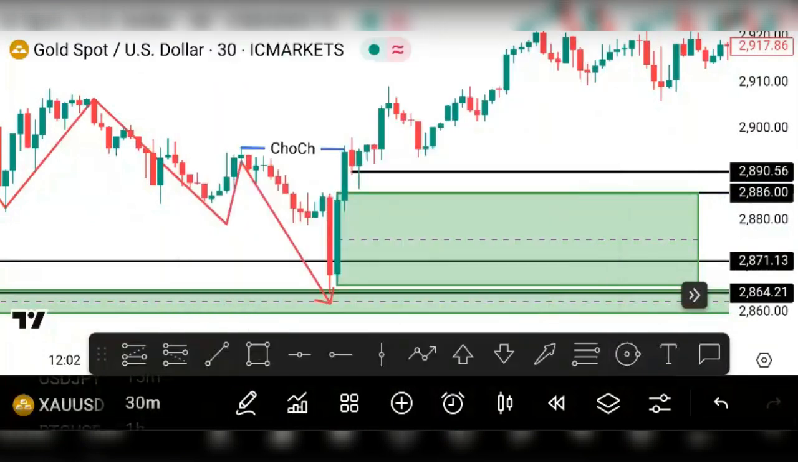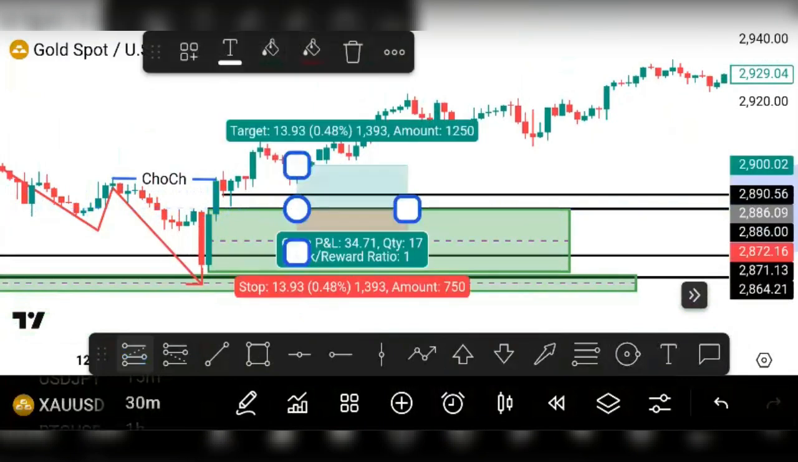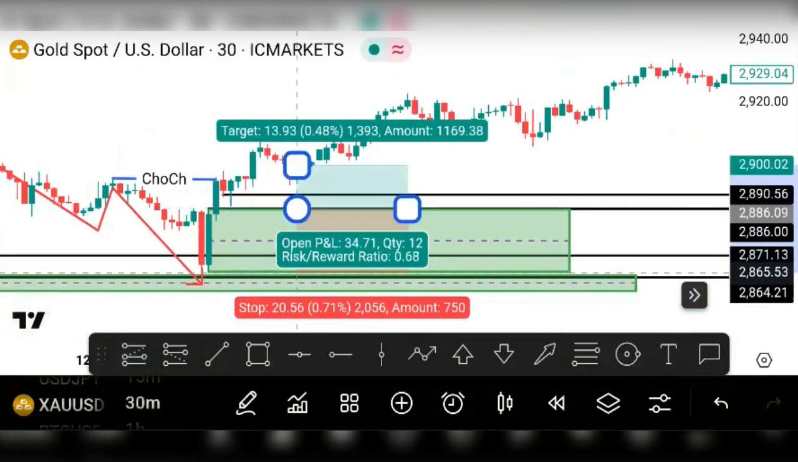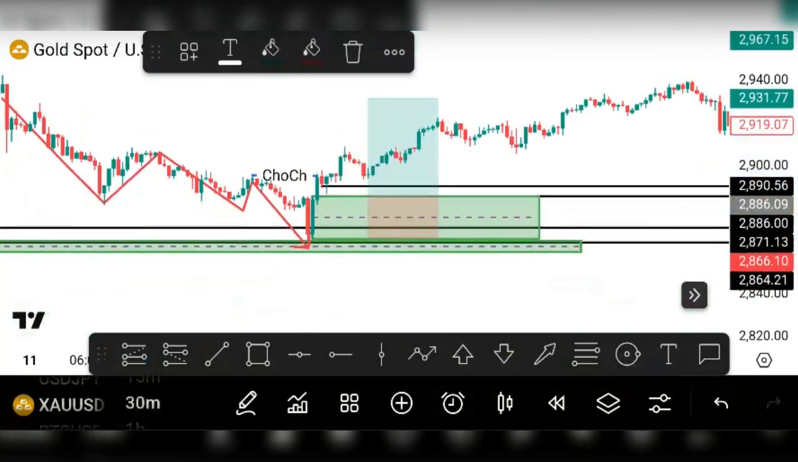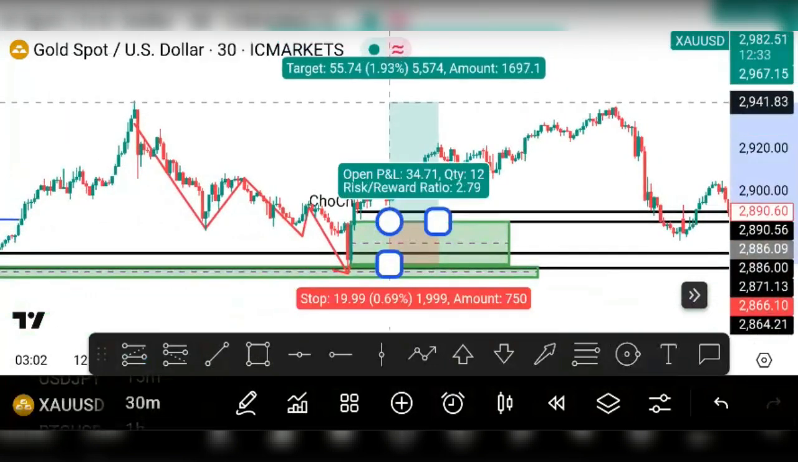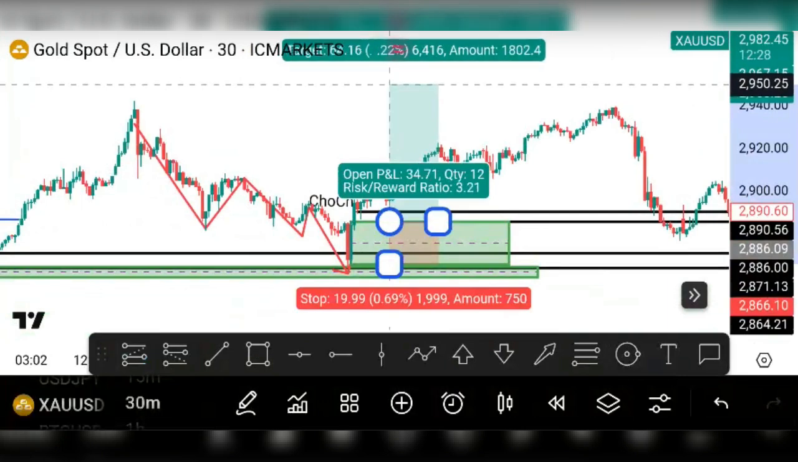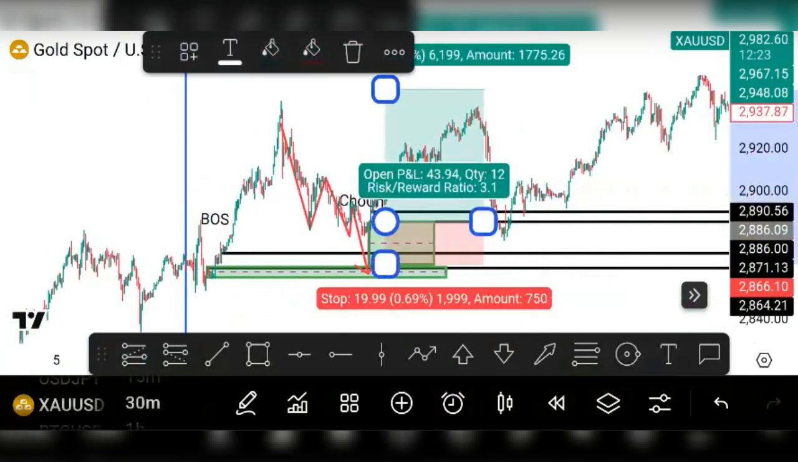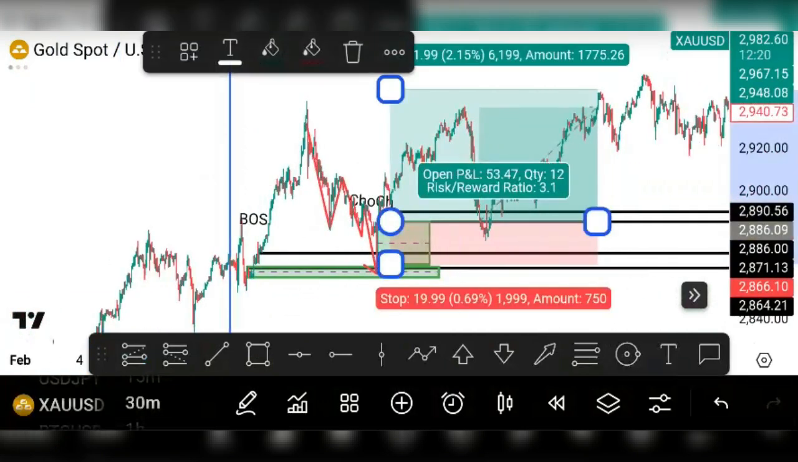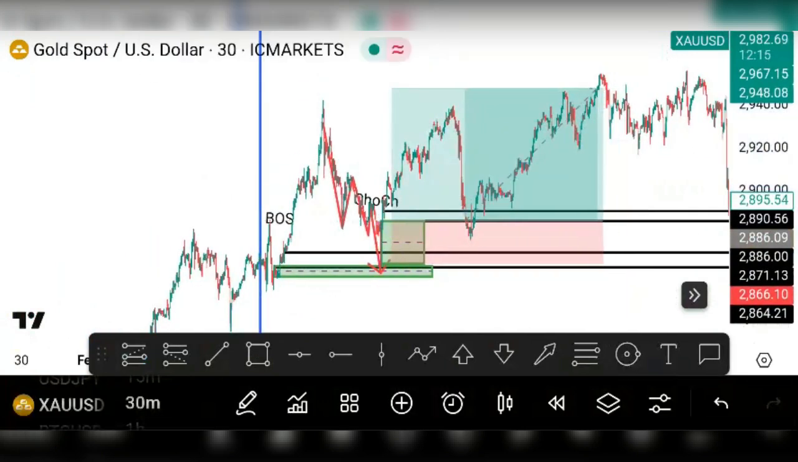I then set, once the market taps into it, my long position. I set my SL just below the order block, my entry at the beginning of the order block, and then set my target to be 1:3 risk to reward. Now let's assume price tapped into our order block. You can see we could have taken profits around here. Price hit our take profits, right?